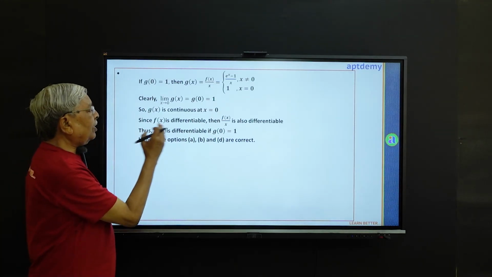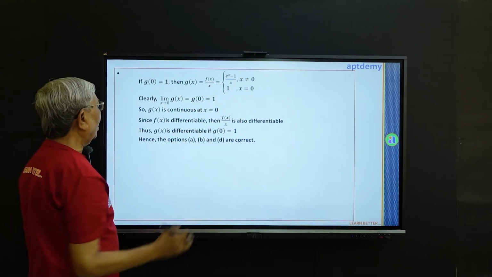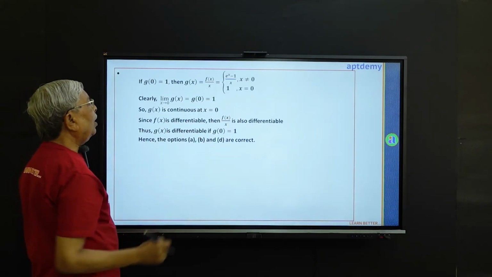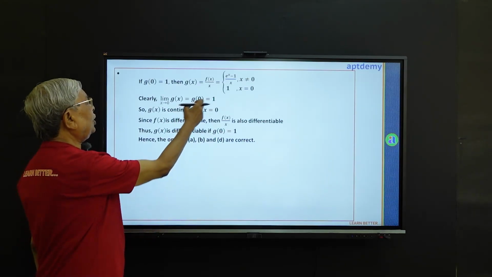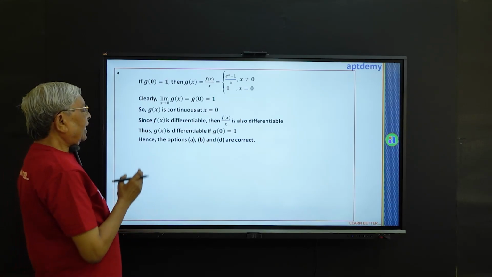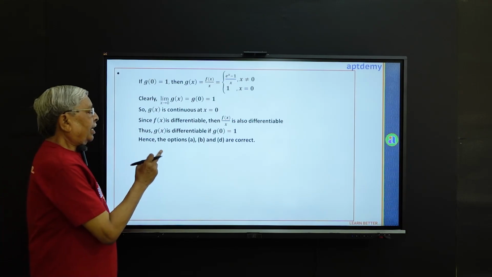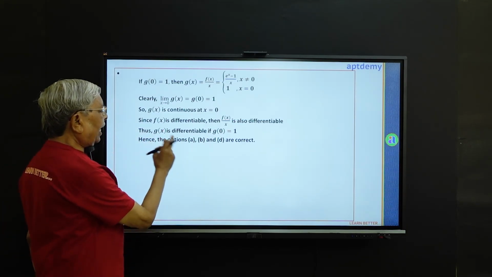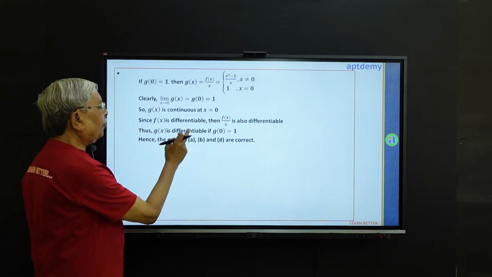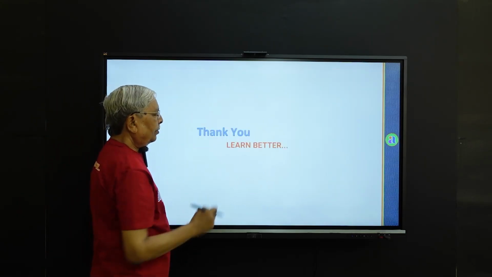Since f(x) is differentiable, you can say that f(x) by x is also differentiable. So g(x) is also differentiable when g(0) equal to 1. So finally you have got that the options A, B and D are correct. So first one is A, then B is correct, and finally D is also correct. Thank you.